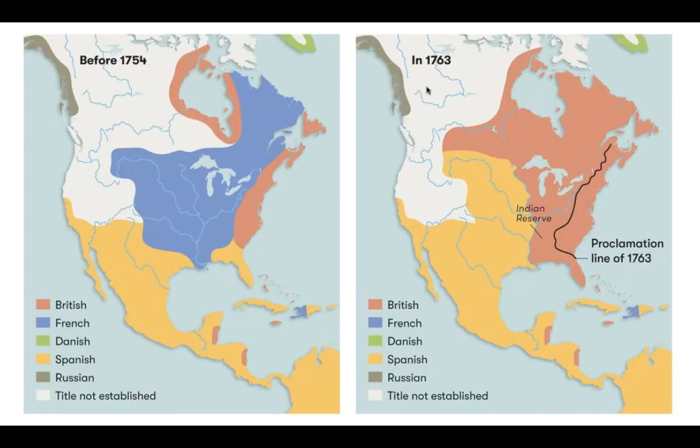1763 is the time when the period known as salutary neglect comes to an end, after the French and Indian War, in which England is in debt and they want the colonies to help pay for the empire. But we'll handle that on another day.